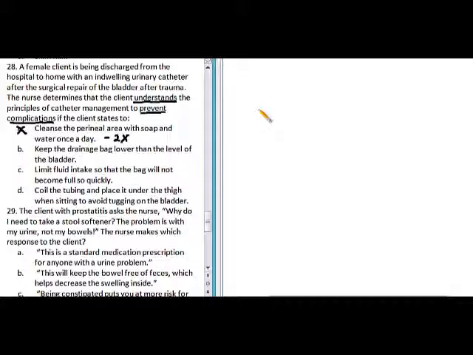B, keep the drainage bag lower than the level of the bladder? Yes, because we all know that the principle in drainage is gravity. So the bag should always be lower than the tip of the catheter so that the flow of the urine is downward. Letter C, limit. Of course, no. Do not limit. Instead, encourage. Next, D, coil. Of course not. That's always wrong. The answer here is B.